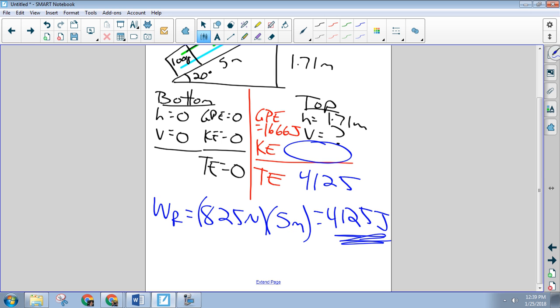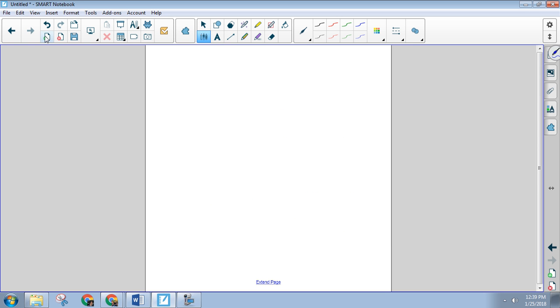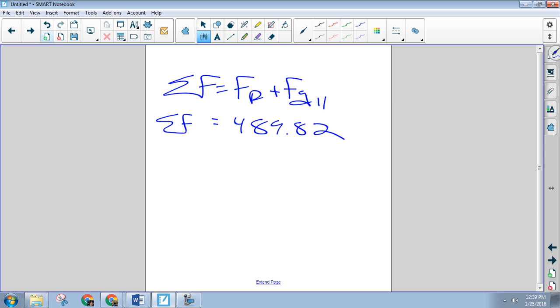Okay, if you want to go the net force route, you can do that. So you'd go, all right, my net force here is going to be the force Roy plus FG parallel, right? So what did that give you, Weston? 489.82. Yeah. So then what you can do is find the net work by multiplying that force by your distance. Do you remember what that gave you? 2449.1.